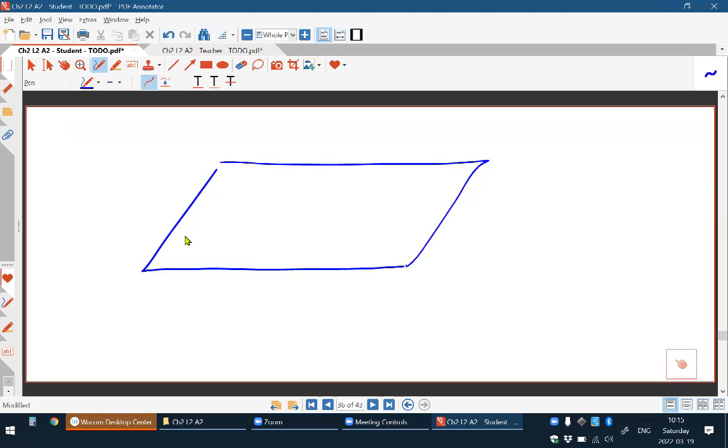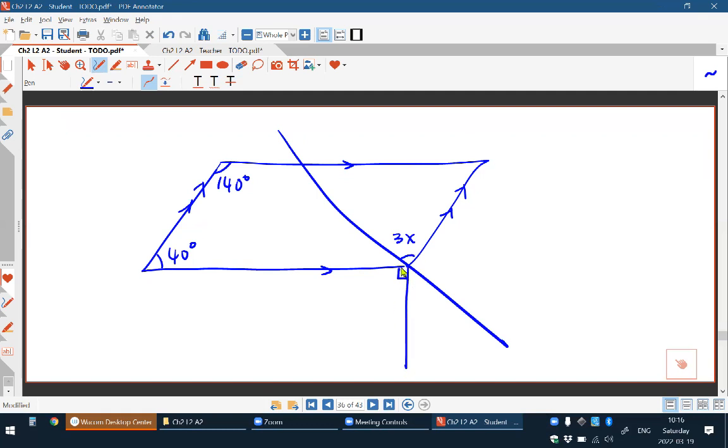Okay, so we know this line is parallel to this line is parallel to this line, and then we have a line like this. This angle is 140 degrees, right? And then this angle must be 40 degrees, right? And we know this angle is 3x. And there is another line here. This is a right angle, right? So note here, this is a straight angle, right? And we know that this angle is x.